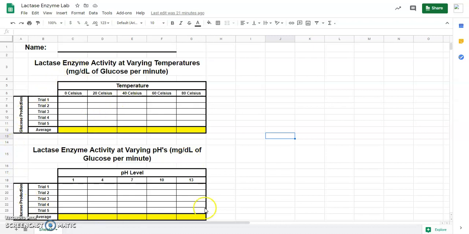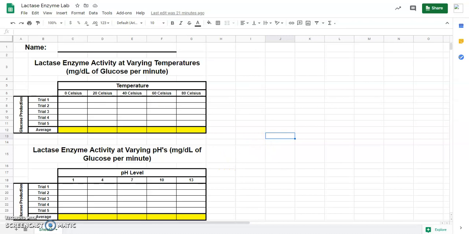So now you should have a completed table. You should have all the temperature completed with the averages, and you should have all of the pH completed and their averages. And what you should see is that the highest glucose production, or in other words, the highest lactase enzyme activity, should be at 40 degrees Celsius for temperature. And the highest pH activity should be at 7.